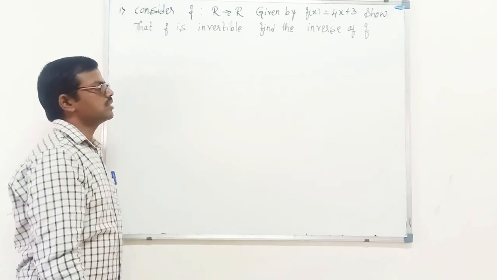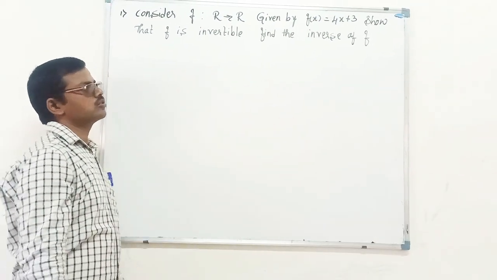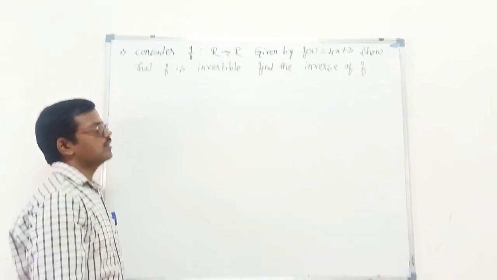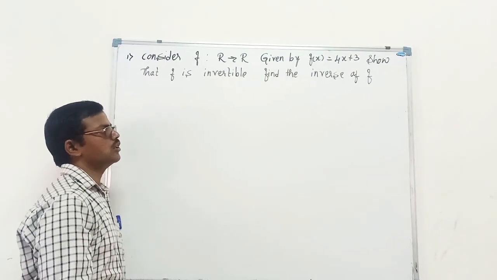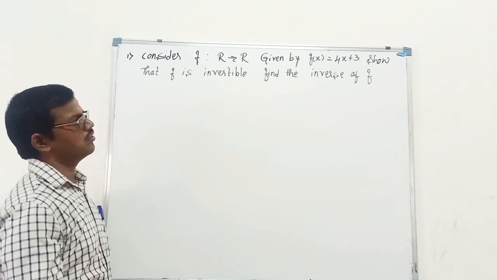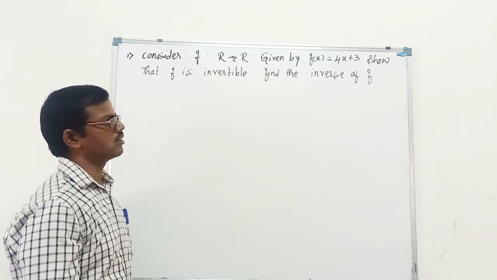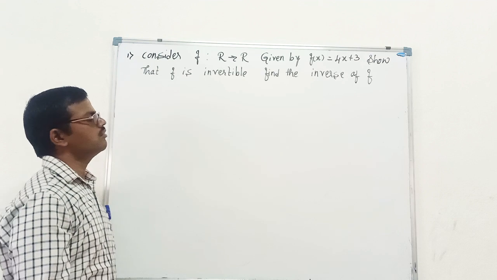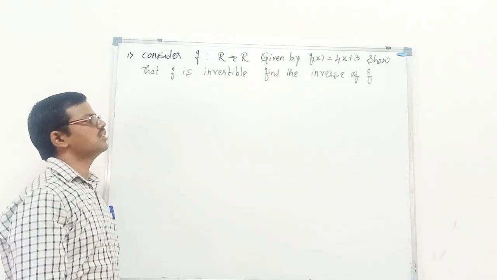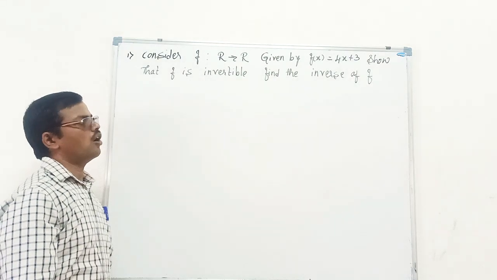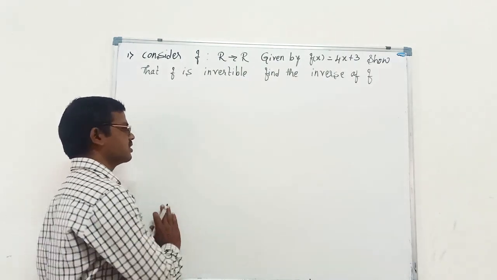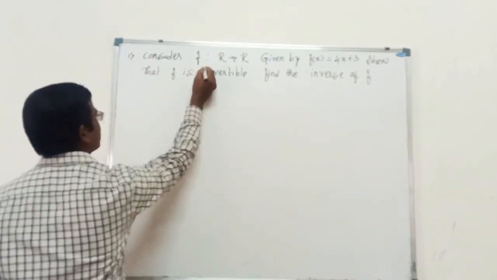Yesterday we discussed that we can also do this through composition. But here we give preference to using the bijective function. We identify whether the given function is invertible or not. To identify invertibility, first we find out whether it is one-one or not, and onto or not. Let me discuss.